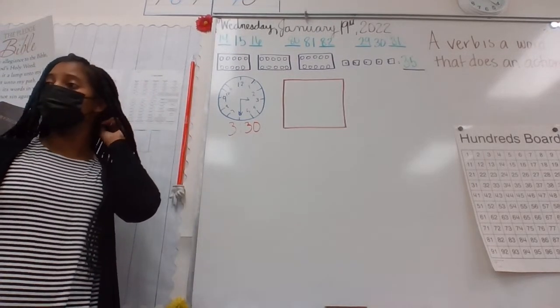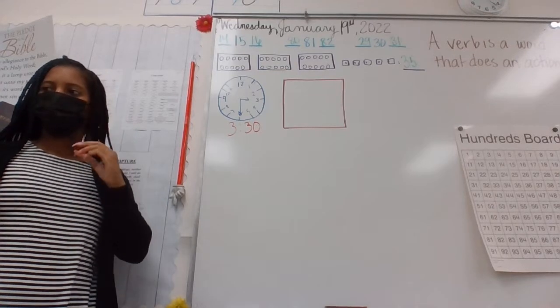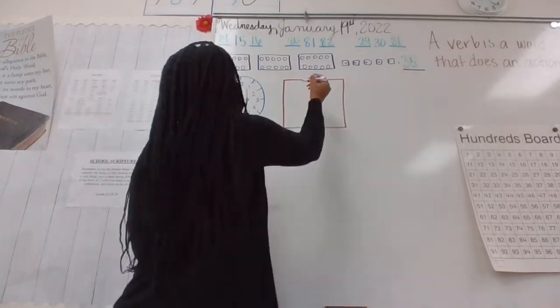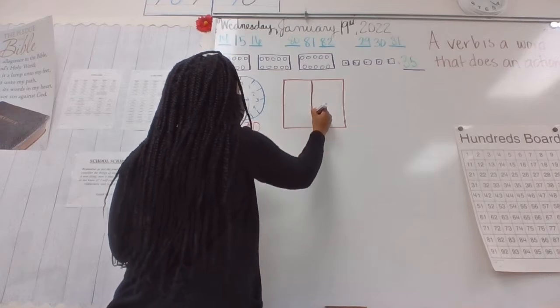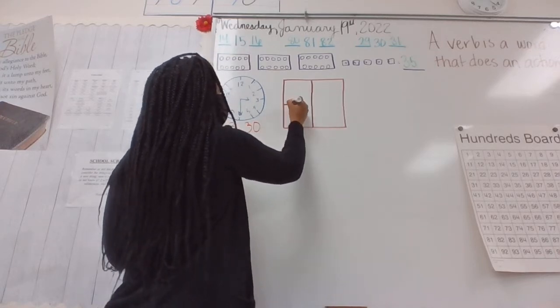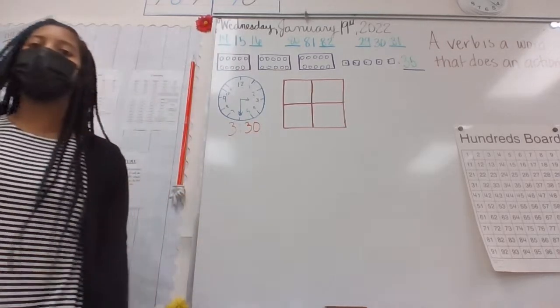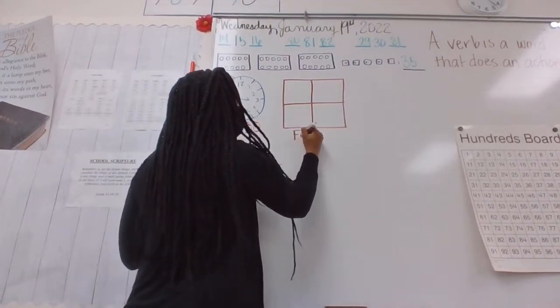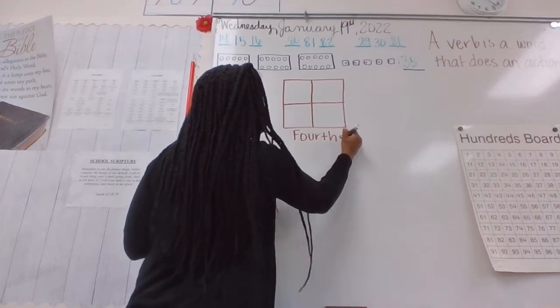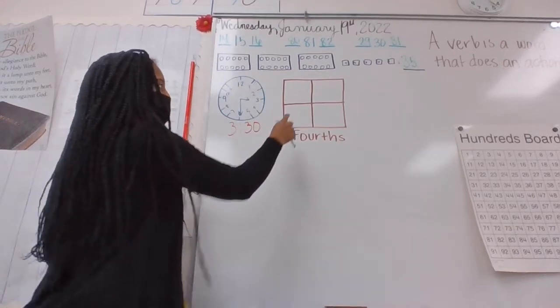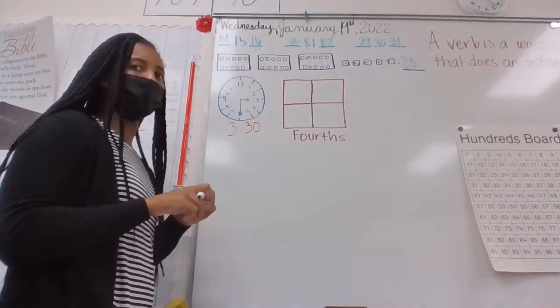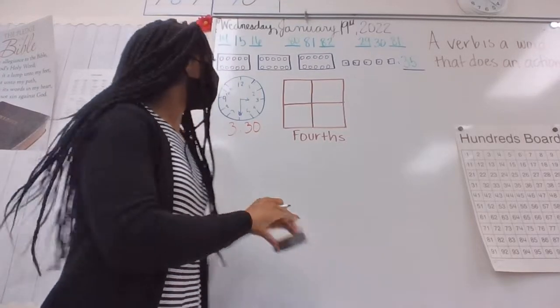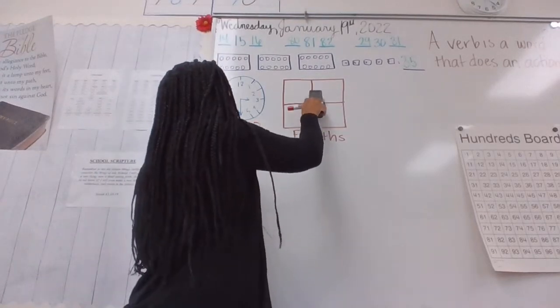What could I do? Cross. You're supposed to put a line in the middle. So she says a line down the middle, and put another one the opposite way. Right? How many is that? 4. So when we're dividing a shape into fourths, that means we're dividing it into 4s. 1, 2, 3, 4.